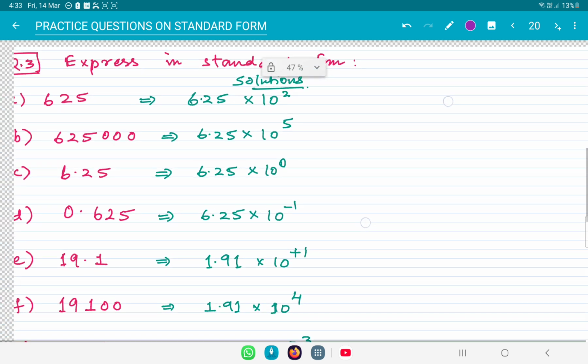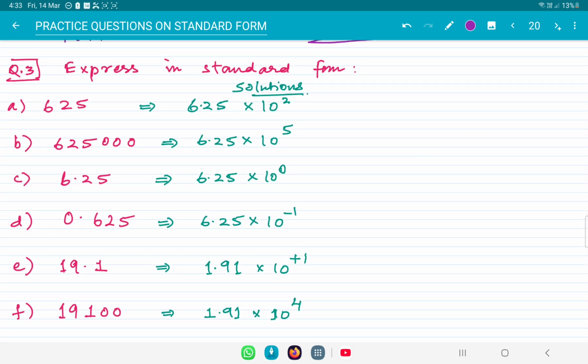Express in standard form: 625. As you know, we have to put the decimal after the first digit. So 625 means 6.25, and we are moving 2 steps. Since we are moving from right to left, it is positive. So 6.25 into 10 raised to the power 2.